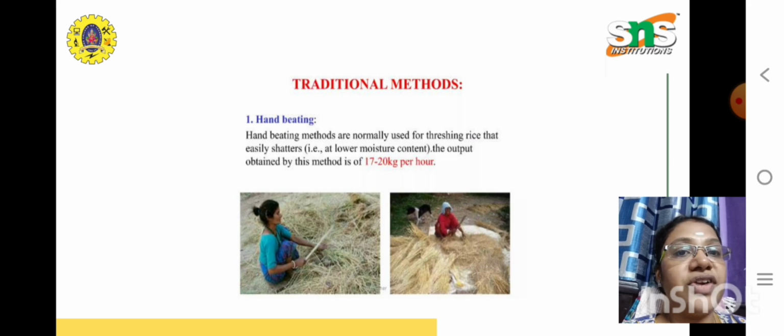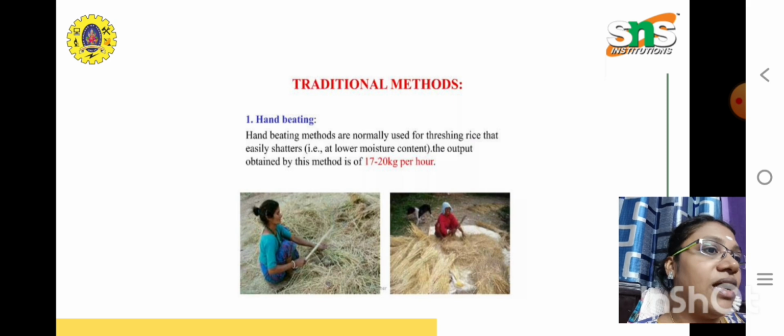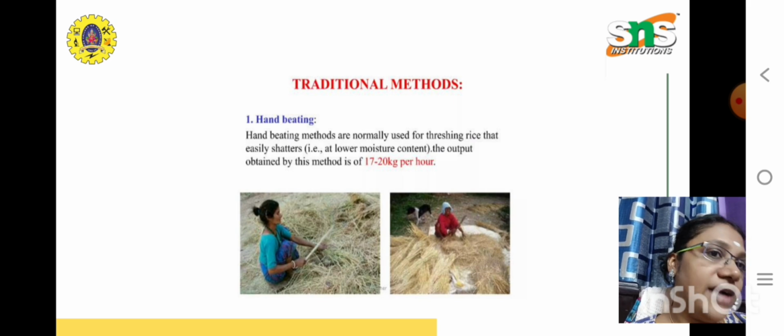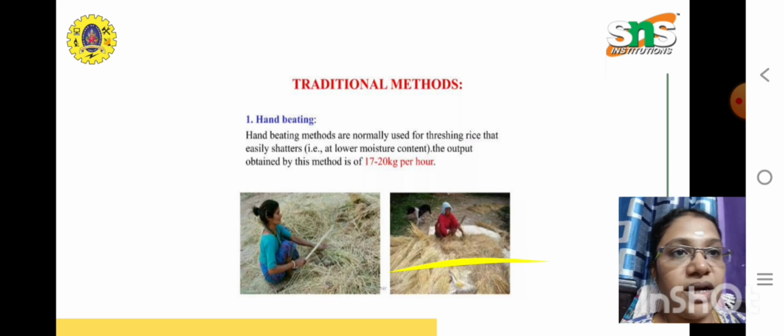So coming to the traditional methods. The first one, as we can see in the picture, we all know about this, is the hand beating method. This is usually done for threshing rice that easily shatters, that is, at a low moisture content. The output obtained by this method is 17 to 20 kg per hour.